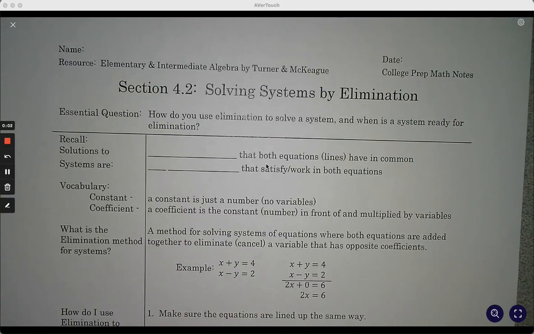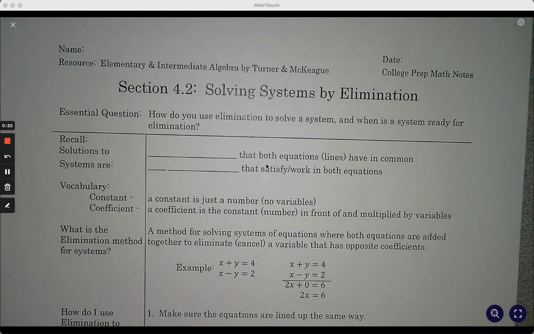All right, so our last video had to do with solving systems by graphing. So today we're going to talk about solving systems by elimination. And if we're being honest, this to me is the most fun. I find a lot of joy and fun in doing the elimination ones.